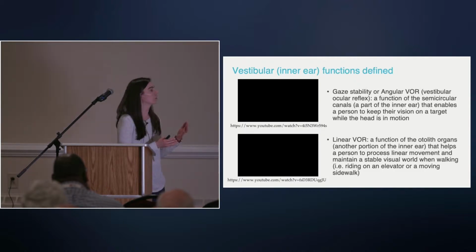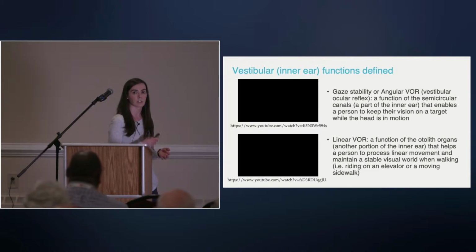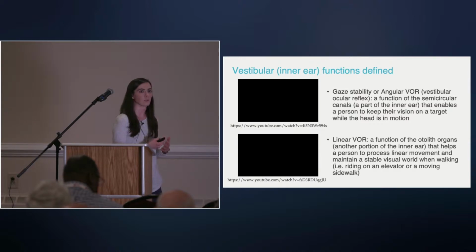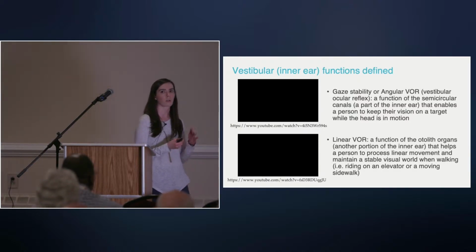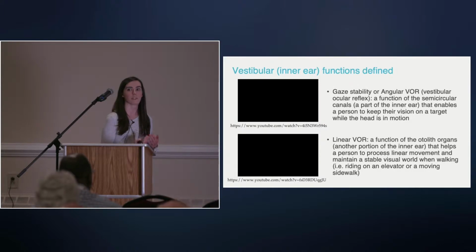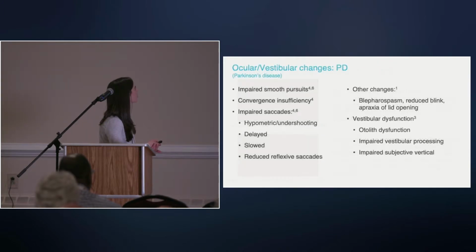Okay. Then we have the linear VOR. This is a function of what's called the otolith organs. It's a different part of the inner ear that helps process linear movement. So if I'm walking along on a sidewalk or riding in an elevator, that's the role of the otolith organs. Again, the VOR portion of that helps me keep my vision stable as I'm moving through those types of environments. Okay, looks like our videos are not going to work, but that's okay.